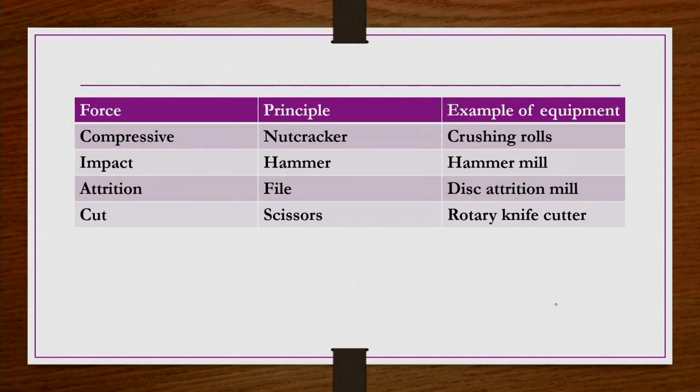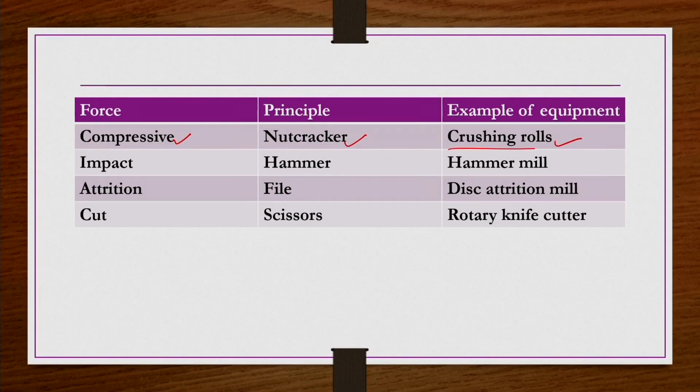By summary, if you have a compressive force, the principal action taking place is a nutcracker kind of action, and examples of equipment where compressive forces dominate are the crushing rolls. There are different types of size reduction equipment that we are going to see in the next lecture. Crushing roll is one type, in which primarily compressive force is applied, and then there is the hammer mill, where you apply impact force, with a hammering kind of action taking place.